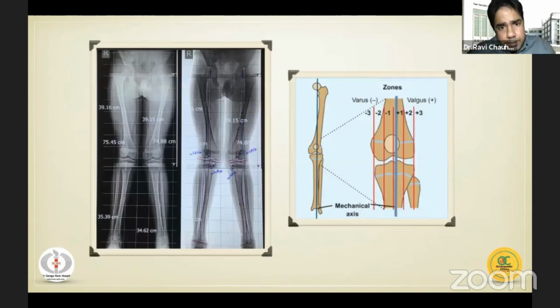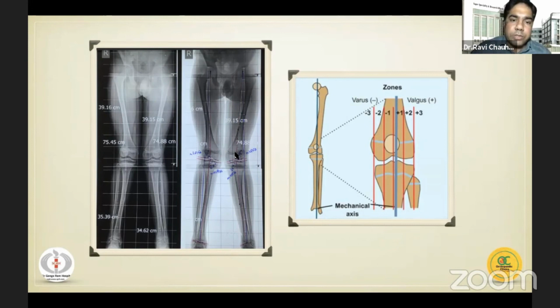So, our imaging workup: this is how the full length x-ray is to be done. This full length x-ray should include the hip, the knee, and the ankle. Only then can you make the anatomical axis and mechanical axis of the femur, the tibia, and the whole lower limb as well. And then you can assess the deformity. Here I have drawn these axes.